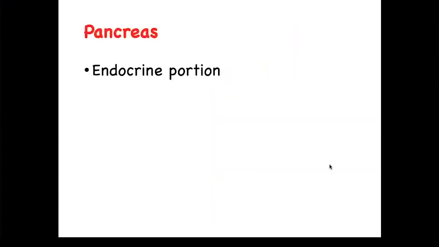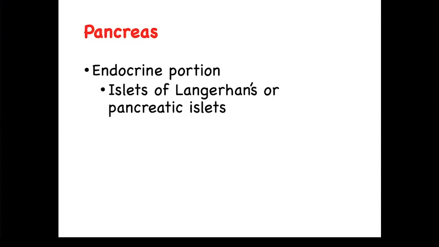So let's look at the pancreas. It is a mixed gland. The endocrine portion consists of pancreatic islets. The term islets of Langerhans is an older term, but you can still see that in the literature. It will consist of two types of cells, well actually three, but we're interested in two types of cells.